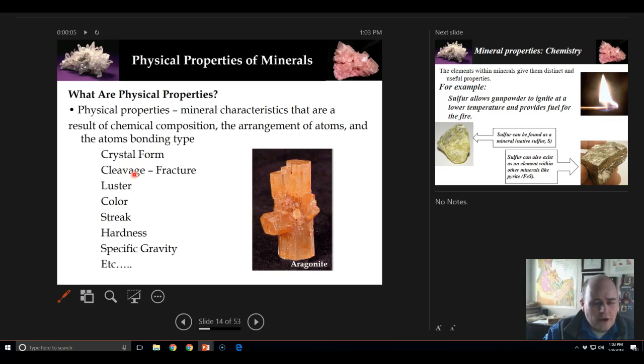Now, cleavage, though, is different from what we call fracture. You probably understand fracture when you think about glass or something like that, or ceramics, where it breaks. It will break off at a random location to form this fractured plane. Whereas cleavage, okay, is when a mineral will break along a specific plane.